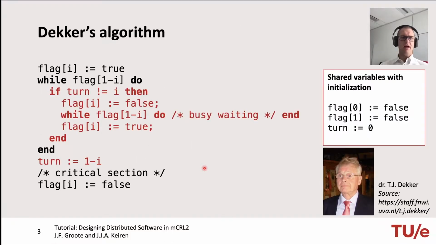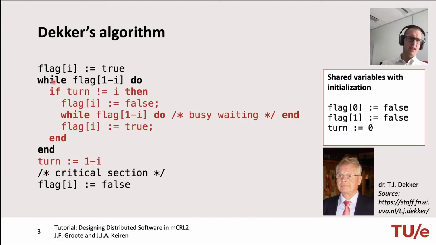And the way Dekker's algorithm addresses this tie is that it introduces a turn variable that gives priority to one of the two processes. So if both processes have set their flag, then one of the processes gets priority over the other and is allowed to enter the critical section. And it achieves this as follows.